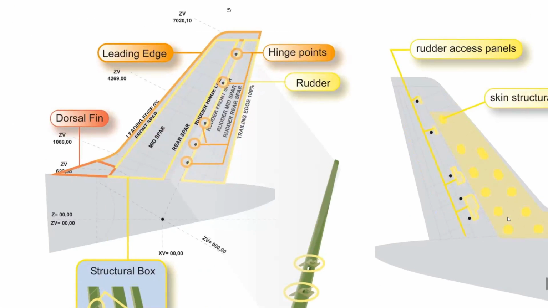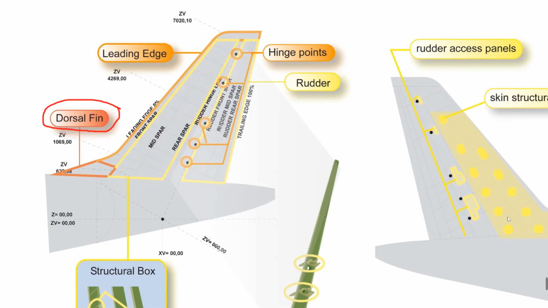Vertical stabilizer. Similar construction as the horizontal one. All metallic structure, three spars: the front spar, the mid spar, the rear spar, and we have ribs. Again, on the rear spar we have attachment for the rudder, which is again with five hinge points. And on the front spar, we have the leading edge.